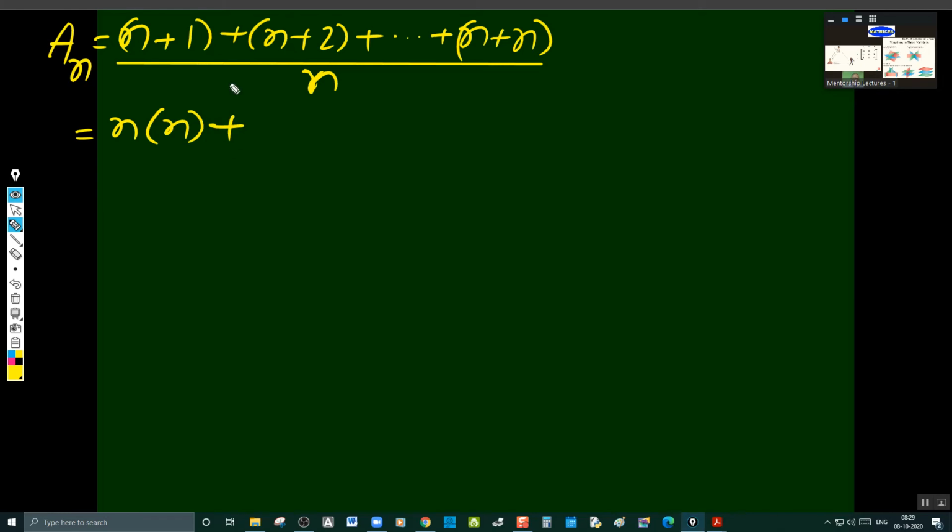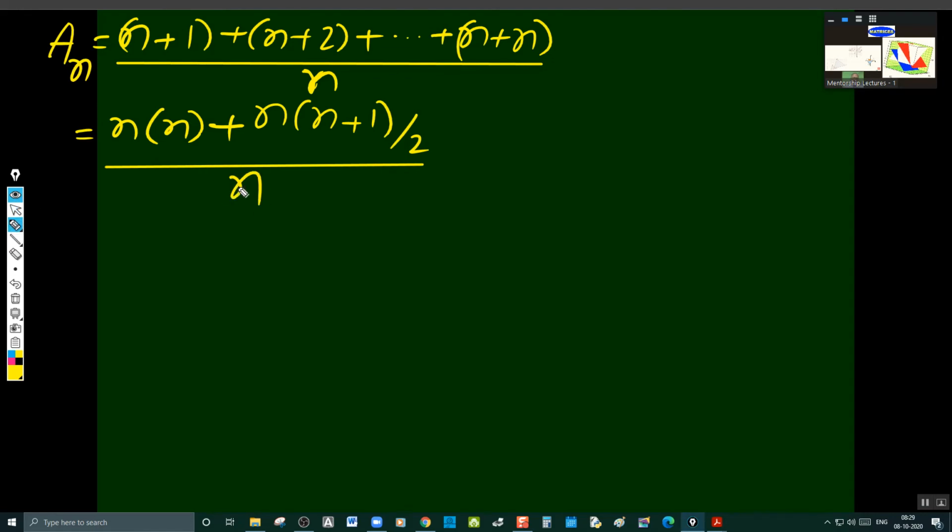Plus 1 plus 2 plus 3 plus and so on plus n. Sum of the first n natural numbers is n into n plus 1 upon 2. Whole divided by n, because we need the AM here. Correct or not?